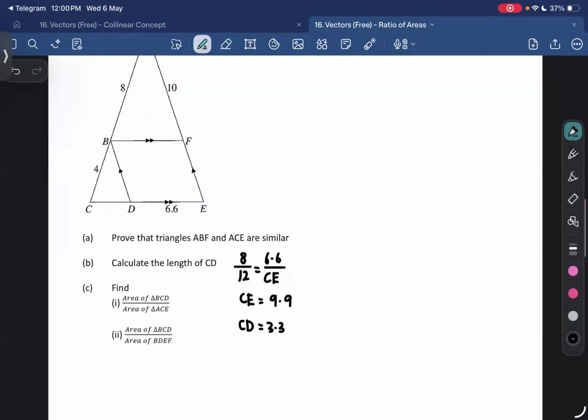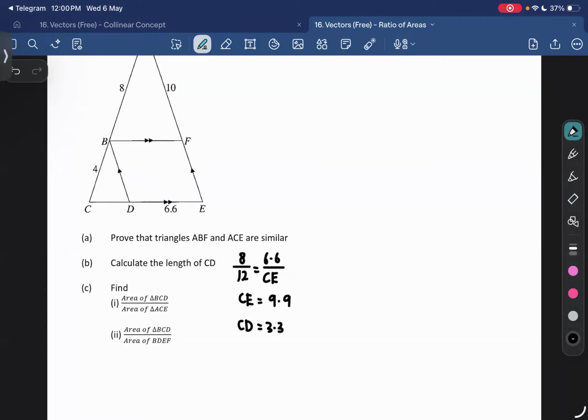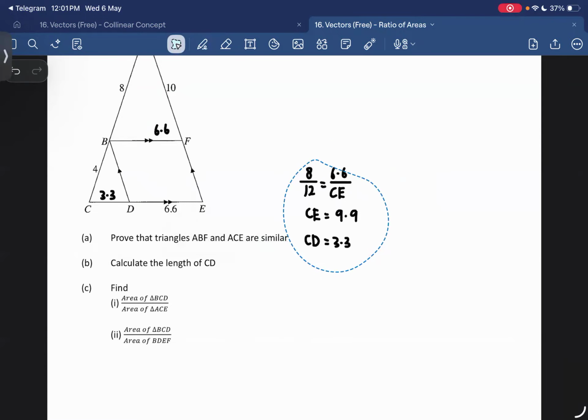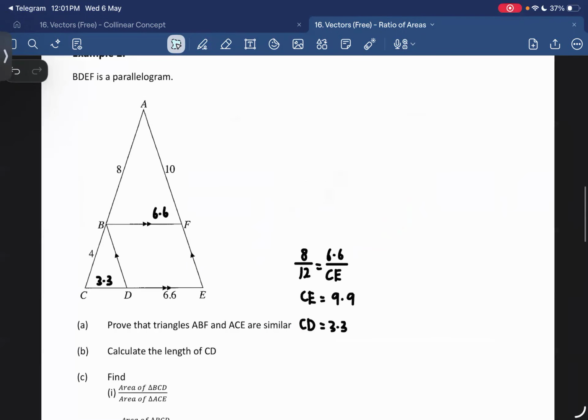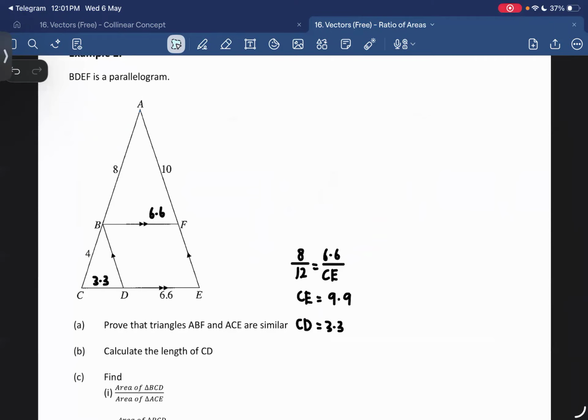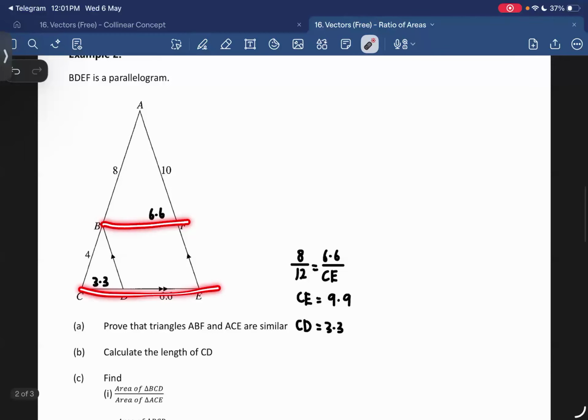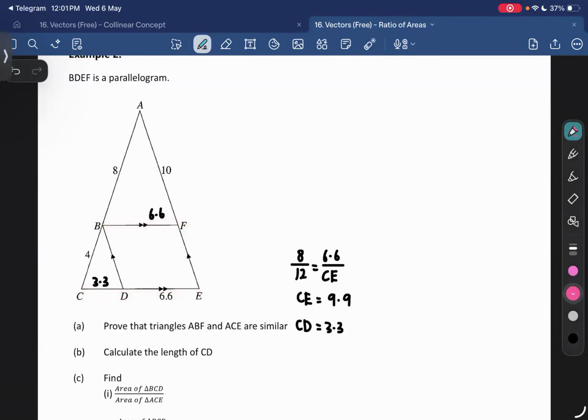I just put in here, this one is 6.6. This one here is 3.3. All right, let me put this aside. Now we're going to find the ratio. You can see from here, this one you must understand: 6.6, 9.9. So what are all the corresponding length ratios?